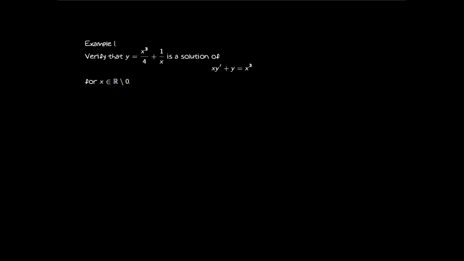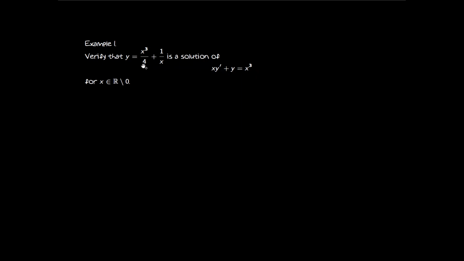Example 1. The equation is x y prime plus y is equal to x cubed. And the proposed solution is y is equal to x cubed over 4 plus 1 over x. In order to plug the y and its derivative into the equation, we have to find the y prime here, which is not provided.